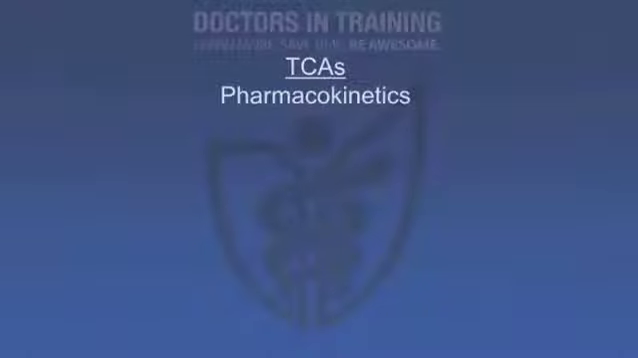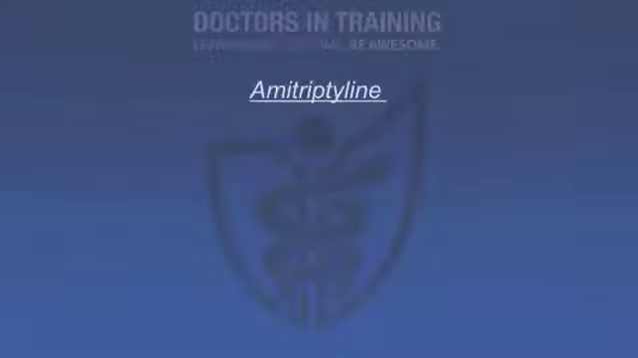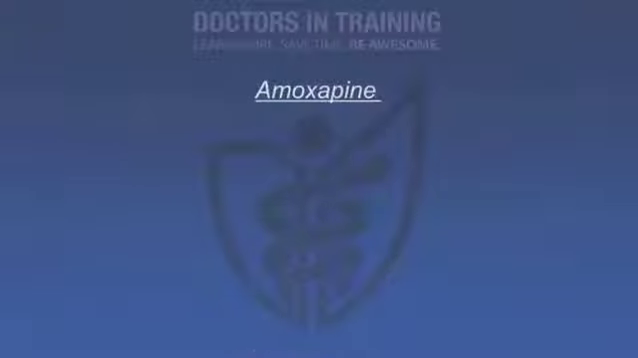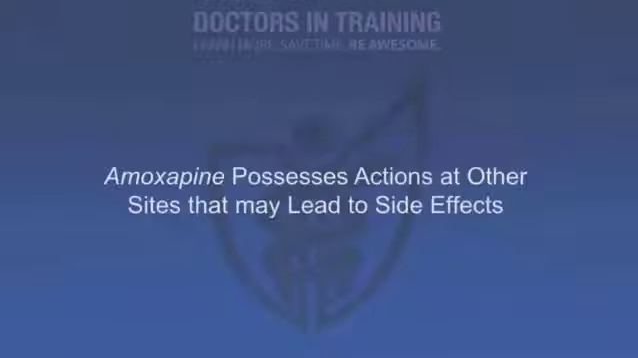Now let's look at some of the pharmacokinetics and uses for tricyclic antidepressants. First up is amitriptyline. Its primary use is for depression, but amitriptyline has also been used to treat migraine headache and chronic pain syndromes like neuropathic pain. Amoxapine is a strong norepinephrine reuptake inhibitor and a weak serotonin inhibitor. It also possesses actions at other sites that may lead to side effects.